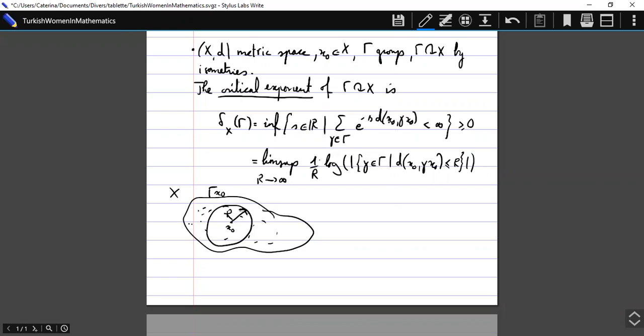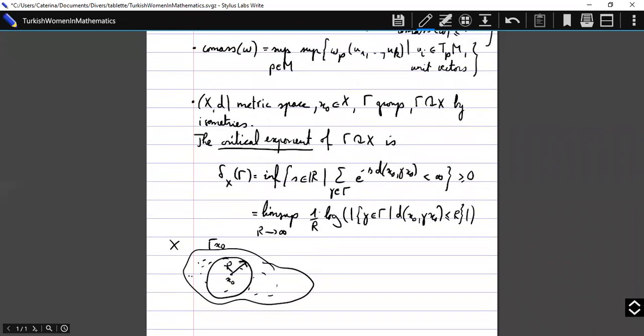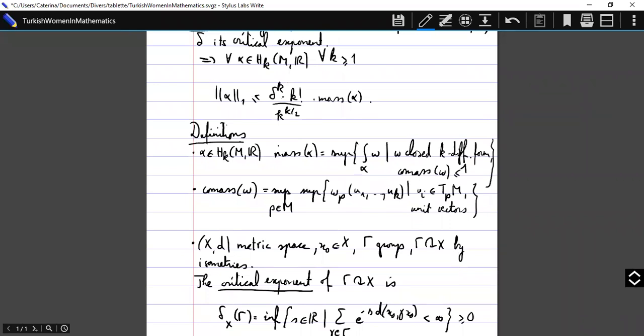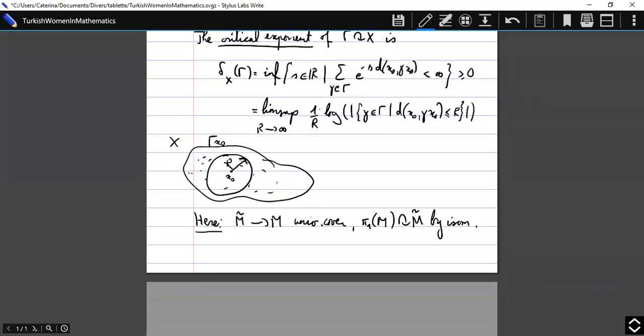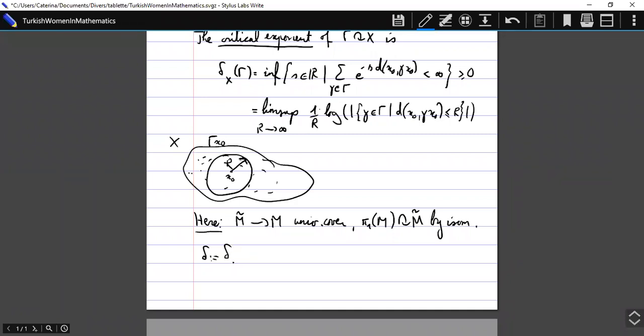And you can check that it does not depend on the x0 you have fixed by triangle inequality. Okay, so this is a definition, and our delta, the delta that appears in our statement, is the particular critical exponent that you obtain if you look at this situation. You have the universal cover of M, M tilde, and you know that pi1 of M acts on its universal cover by isometries. Okay, and it's this delta you consider. So the delta I wrote above is the delta of M tilde, pi1 of M. So now we have all the definitions to understand properly the statement of the theorem.